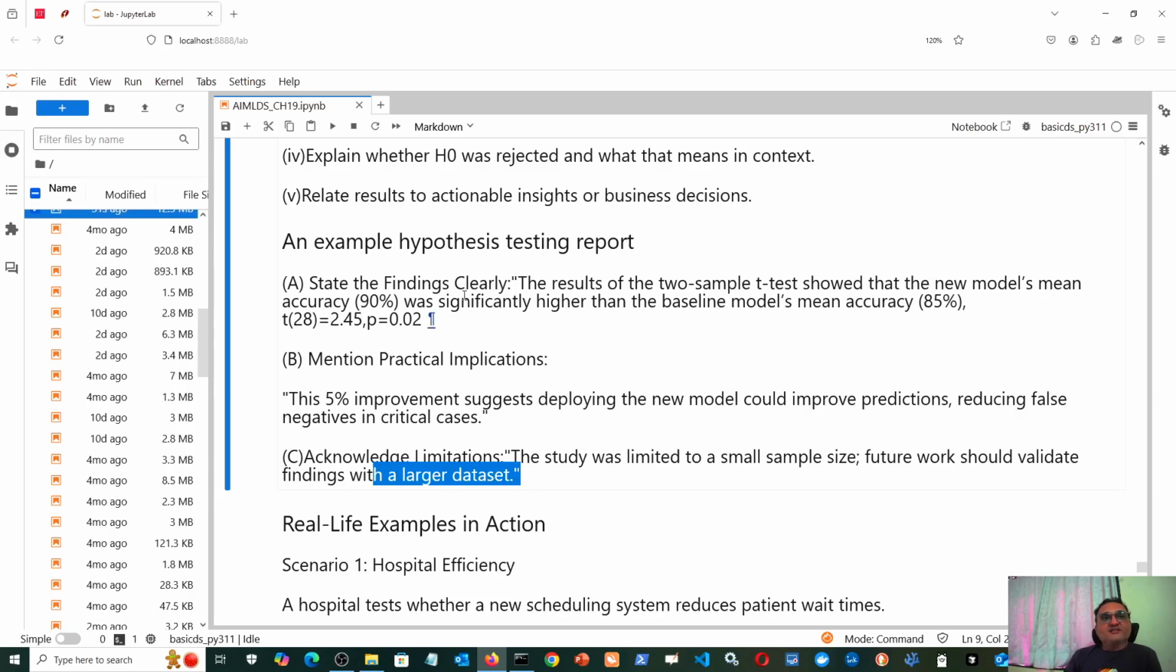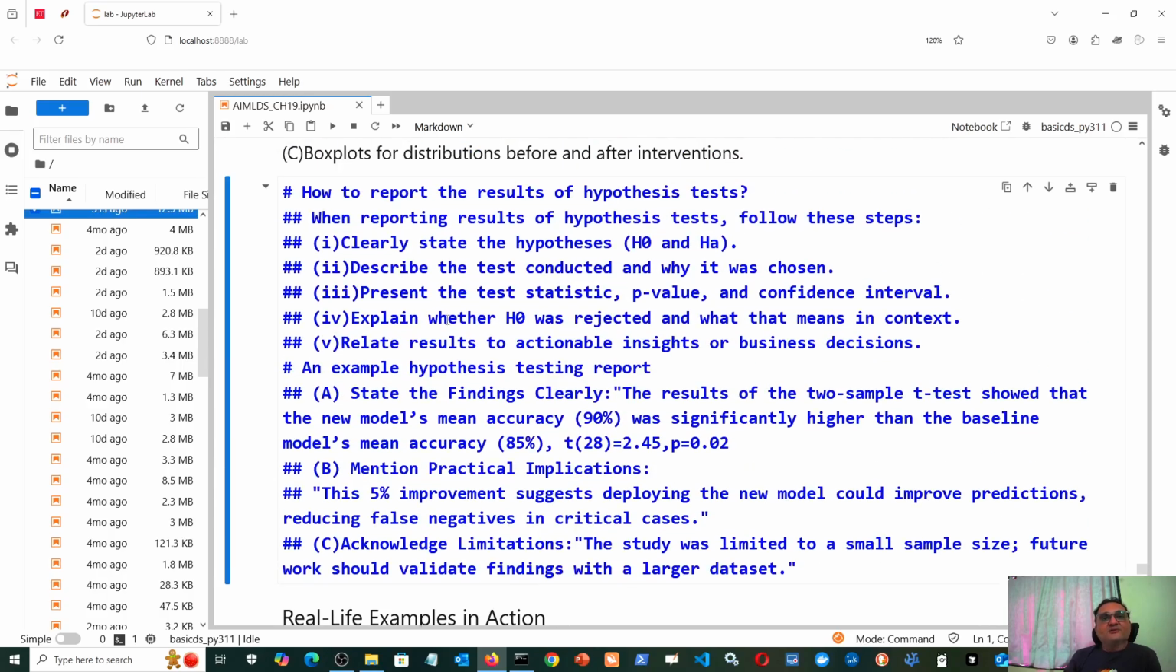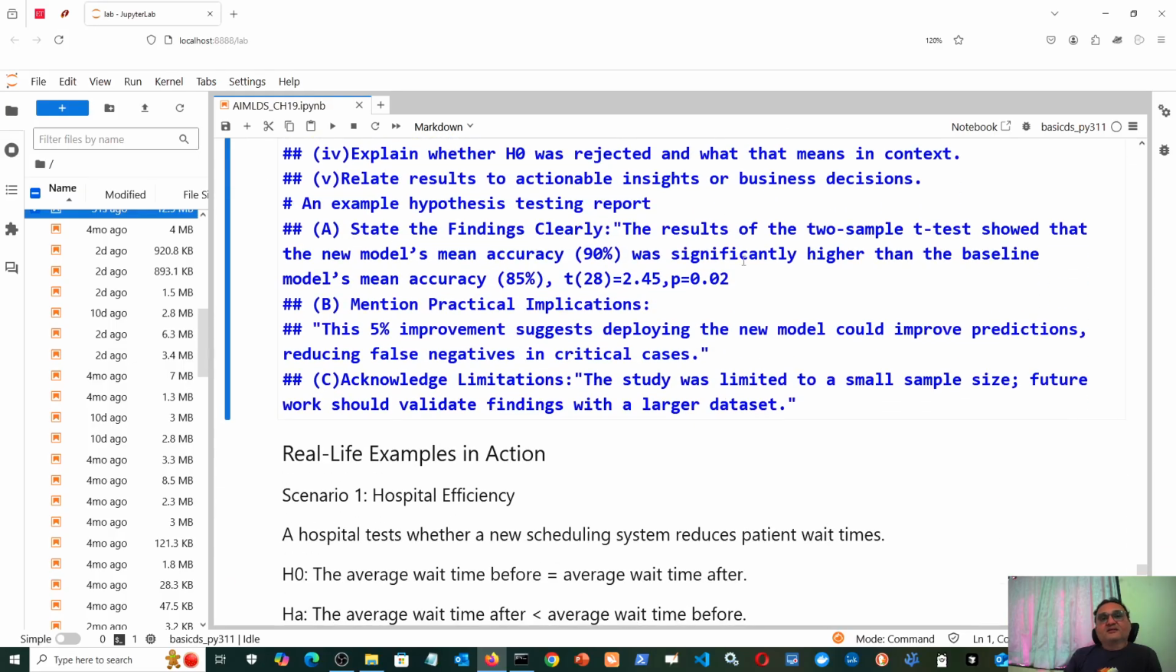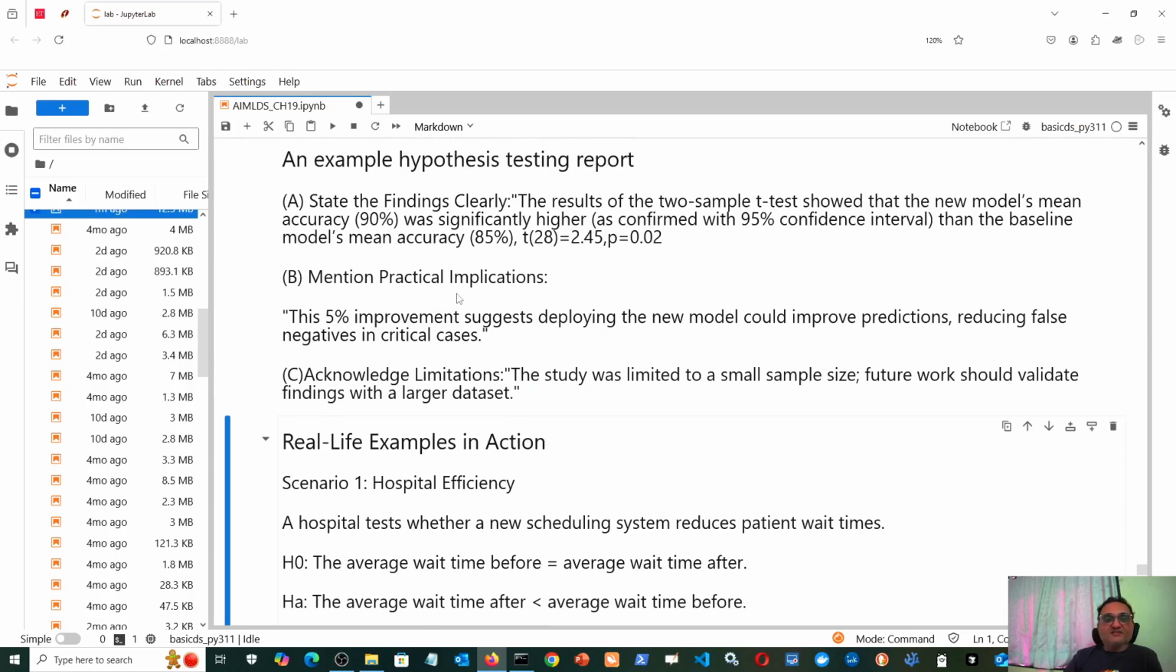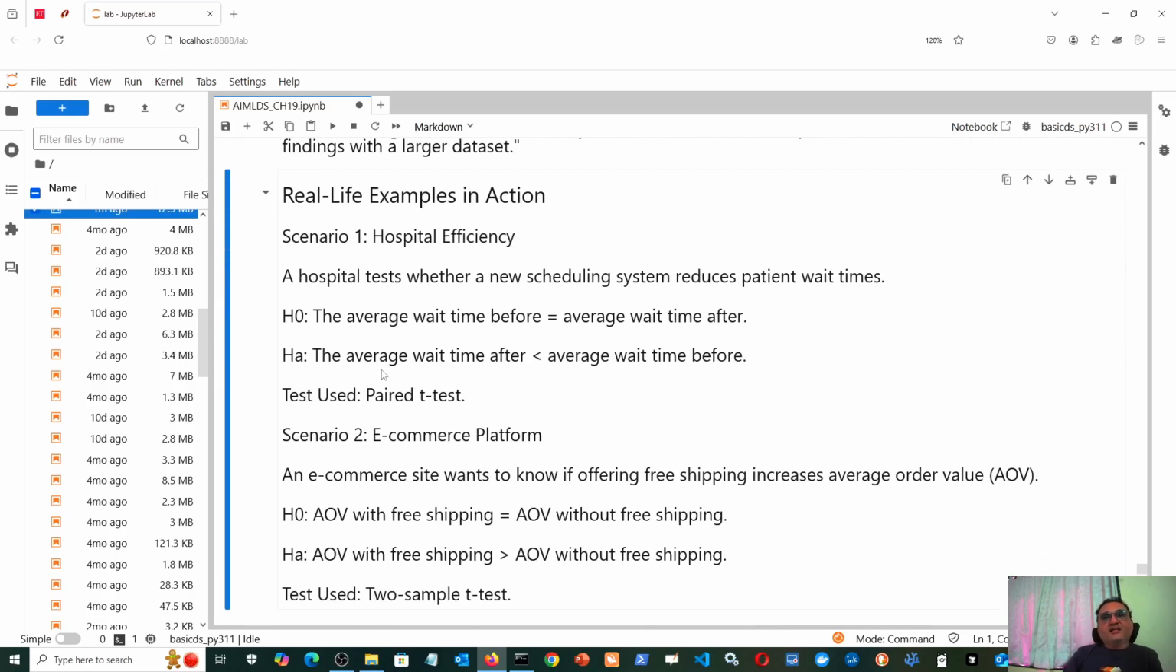And here the confidence interval is still not mentioned, so I am adding that also: it was significantly higher, as confirmed with a 95% confidence interval. That should be specified clearly, so that if the company has millions of dollars at stake, they may want to do the same test with a 99% confidence interval, like that. Now these are real-life examples.